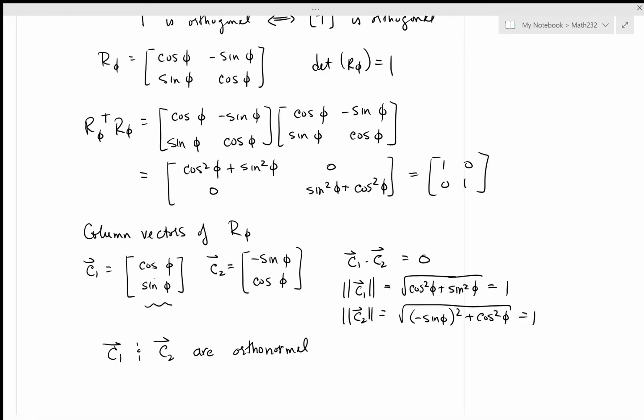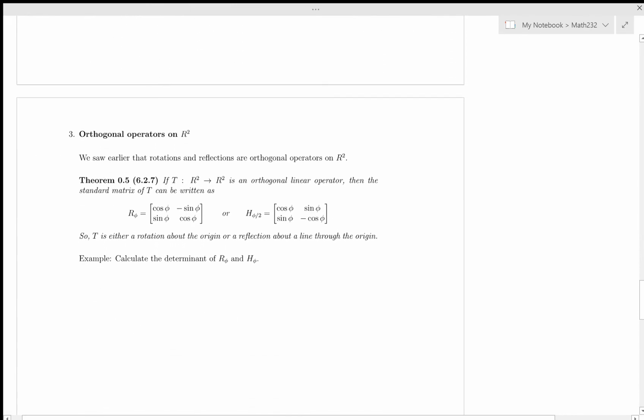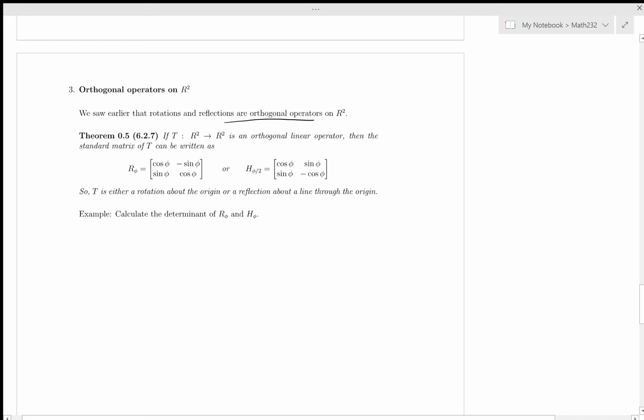Okay, next. Rotations and reflections, we saw it by drawing them out. They're orthogonal operators. They are length preserving and they are linear. So now this is a strong statement. If we've got a transformation from R2 to R2 and it's orthogonal and linear, then the standard matrix is one of these two. Think about this. There's only two possibilities. You can ask what matrices do? Well, the orthogonal ones do one of these two things: they either rotate or reflect.